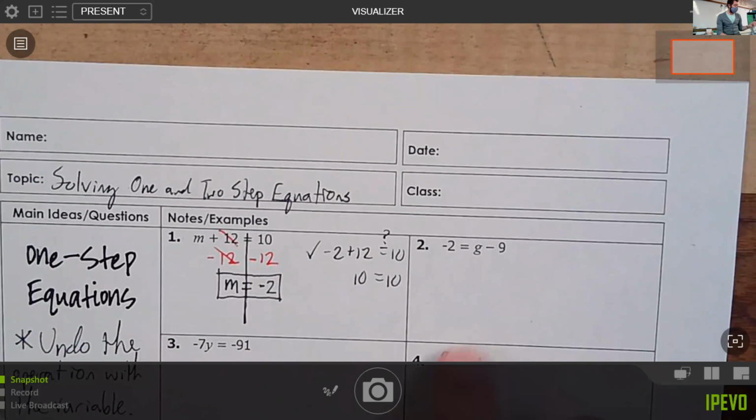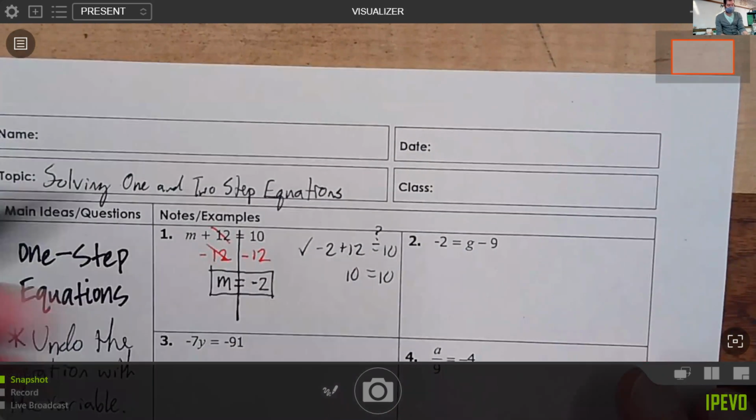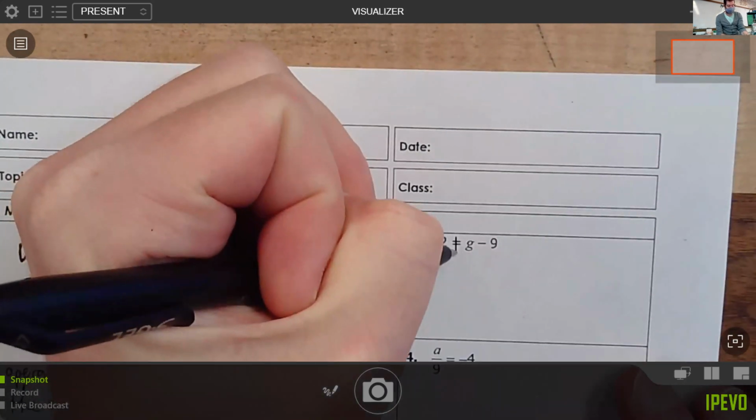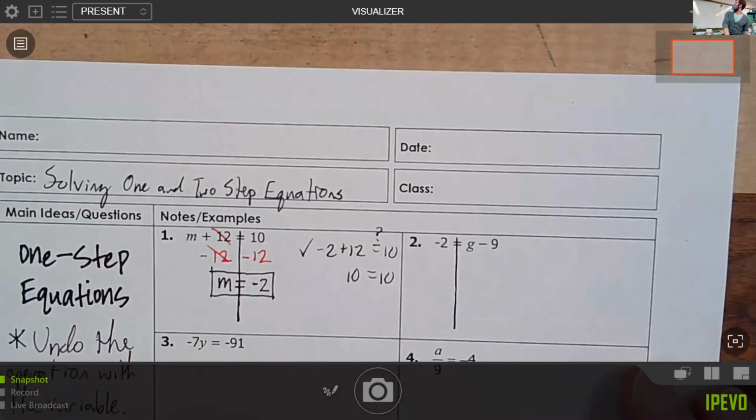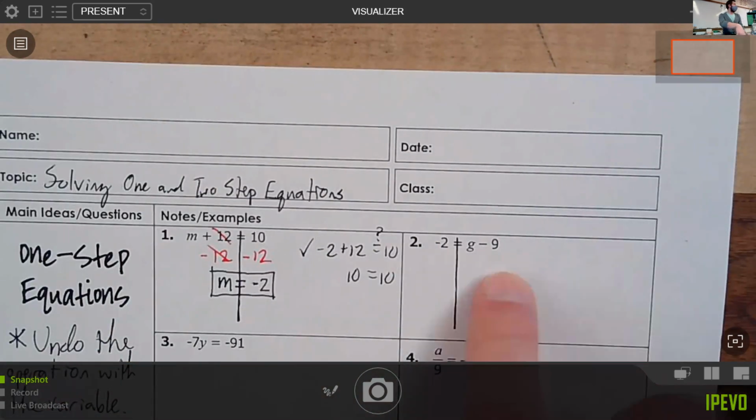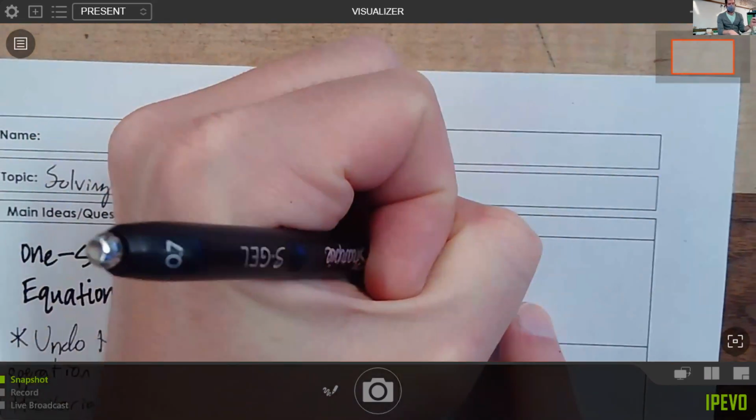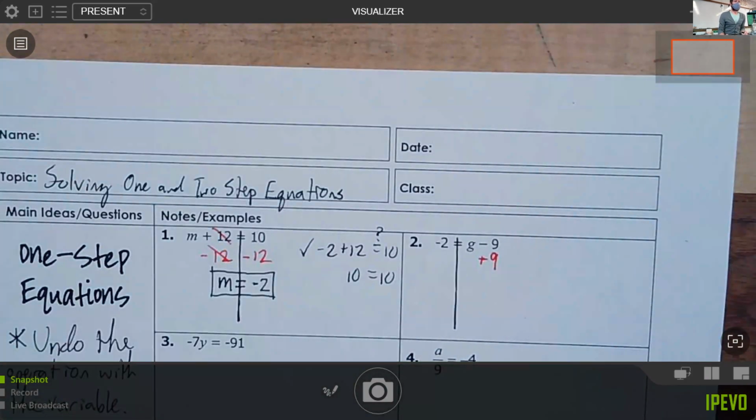Now the second one, our variable is on the right-hand side of the equation, and there's nothing wrong with that. It's fine having it on the right-hand side. We just need to focus over here to get the value of g by itself. So if we're focusing on the right-hand side, g is being subtracted by 9. So we have to undo that subtraction. The opposite of subtracting would be adding. So we're going to add 9 to the right-hand side of the equation.